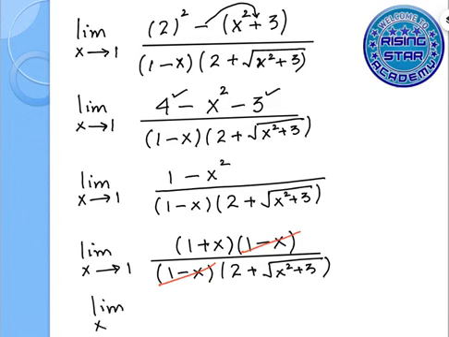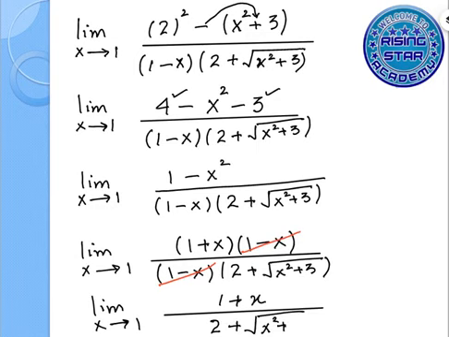limit x approaches 1, 1 plus x over 2 plus square root of x square plus 3. Now I will put x equals 1. So 1 plus 1 over 2 plus square root of, square of 1 would be 1, plus 3.